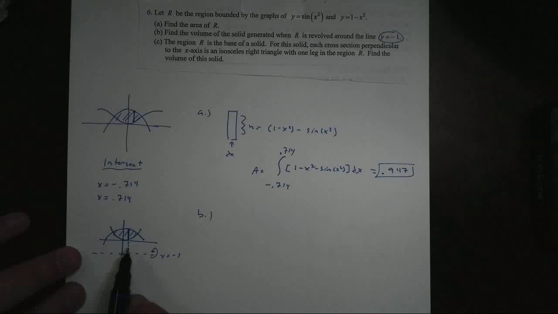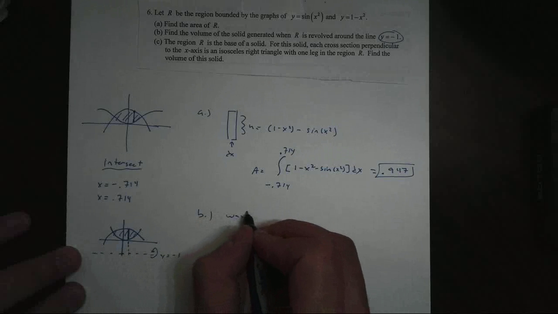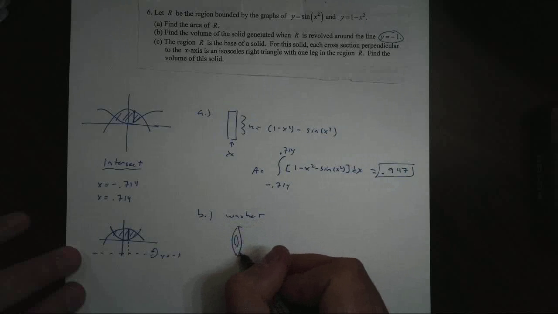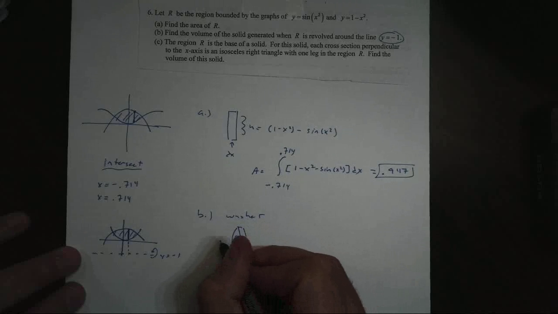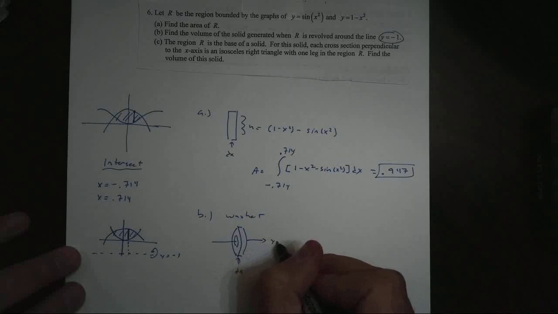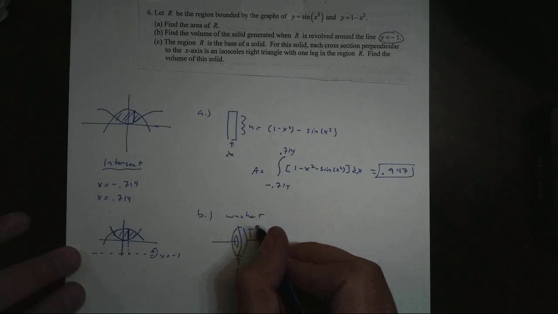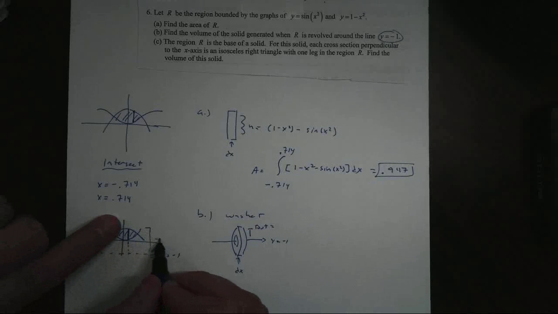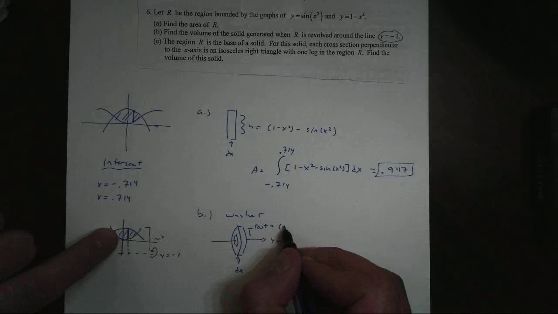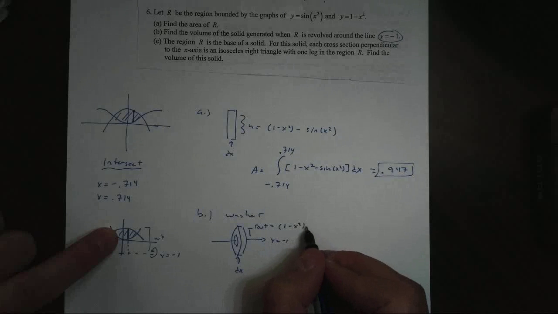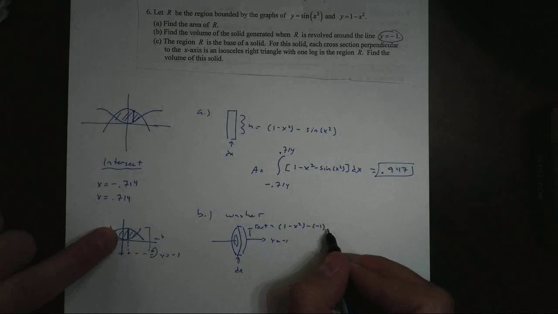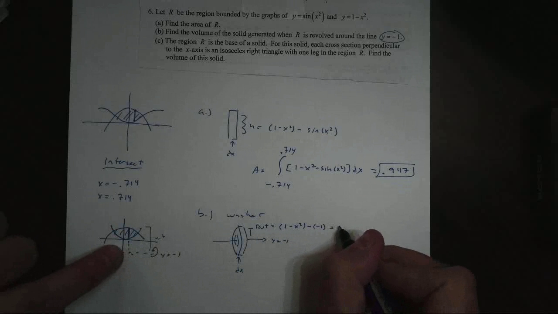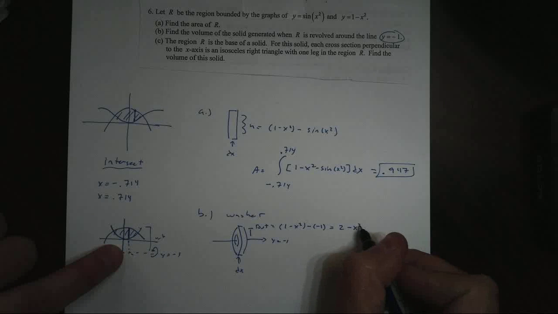And I'm going to use, this is going to become our washer. So if I draw out the washer here, dx thick, there's y equals negative 1. To get the radius of the outside, be careful, top minus bottom. Here's the outside. The top is my parabola, so it's 1 minus x squared minus a negative 1. Be careful, top and the bottom is at negative 1. So this is just 2 minus x squared.